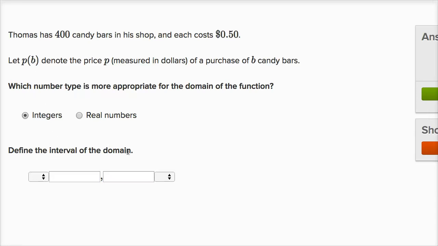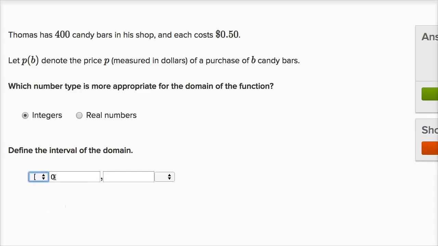Now they say define the interval of the domain. So the fewest candy bars I could buy are 0 candy bars, and I have to decide, do I put a bracket or a parenthesis? I can actually buy 0 candy bars, so I'm going to put a bracket. If I put a parenthesis, that means I could have values above 0 but not including 0. But I want to include 0, so I'm going to put the bracket there.